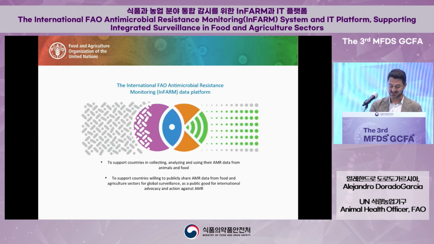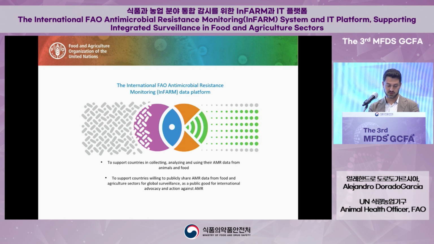In the left, we have the bacteria, that is the data generation part. In the center, we have the capacity building for transforming this data into information. So we want to transform data into information that is shared at different levels, and this is what we also want to represent in the right side. So InFARM is designed to support countries in collecting, analyzing, and using their data, but it's also designed to support countries that want also to share this information at the global level, in the FAO platform, but also in the GISA platform.